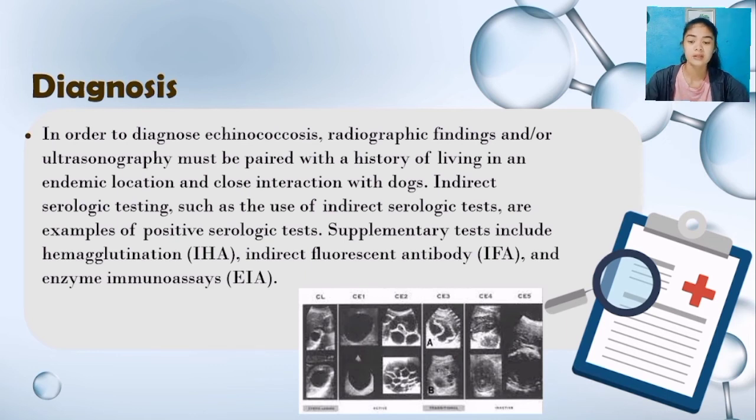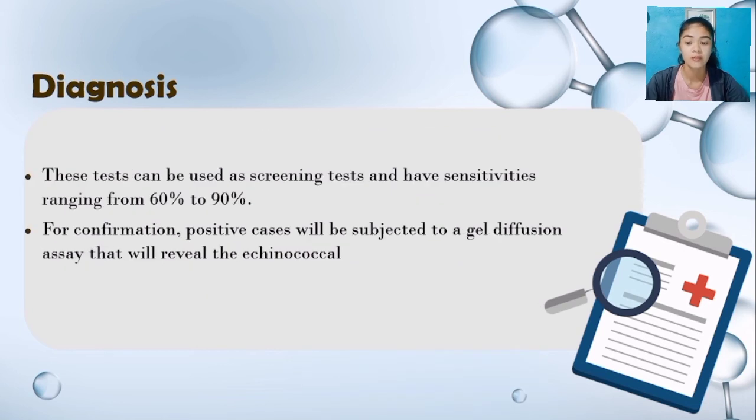Diagnosis. In order to diagnose echinococcosis, radiographic findings or ultrasonography must be paired with a history of living in an endemic location and close interaction with dogs. Indirect serologic testing is an example of positive serologic tests. Supplementary tests include hemagglutination, indirect fluorescent antibody, and enzyme immunoassays. These tests can be used as screening tests and have sensitivities ranging from 60% to 90%. For confirmation, positive cases will be subjected to a gel diffusion assay, which will reveal the echinococcal antibodies.